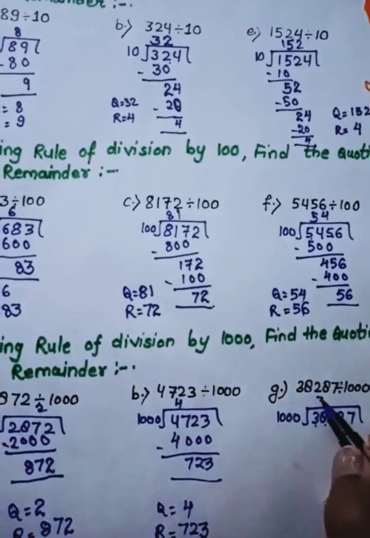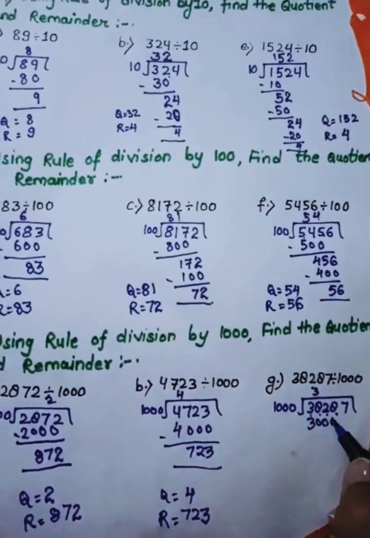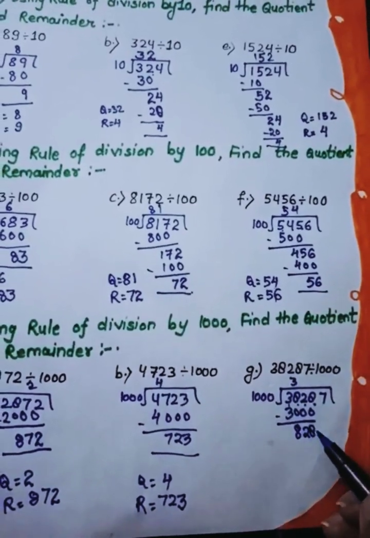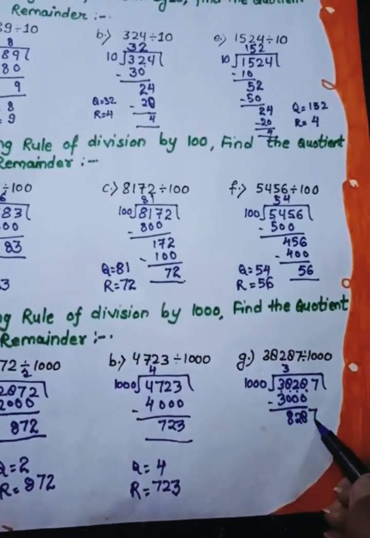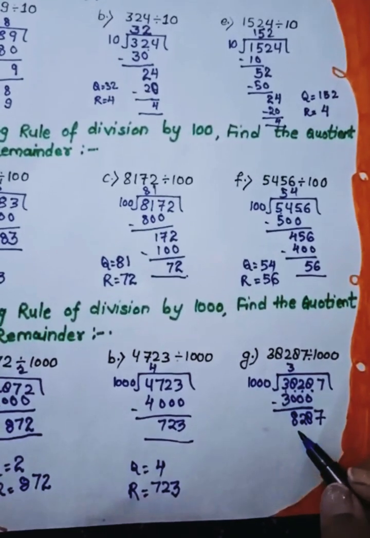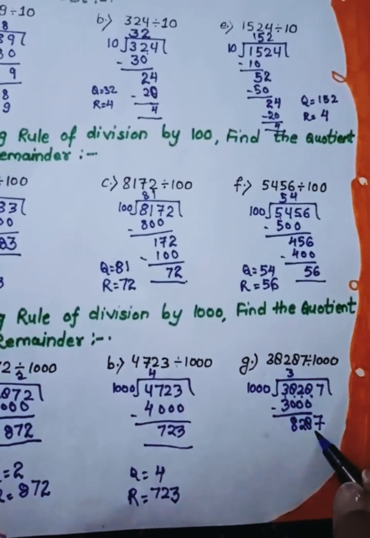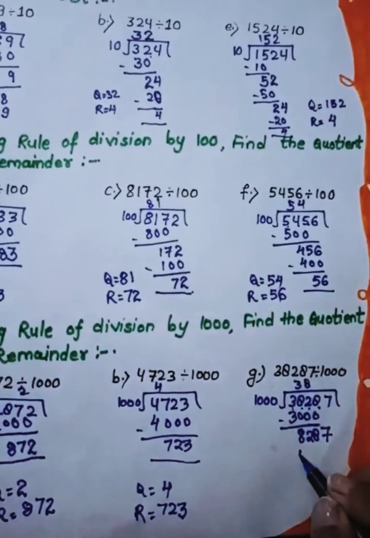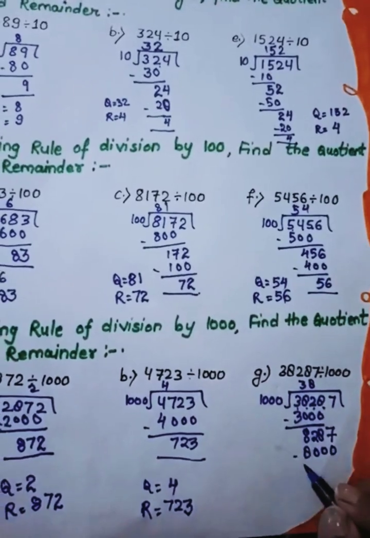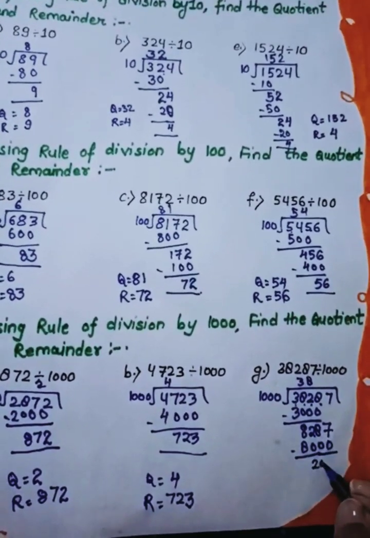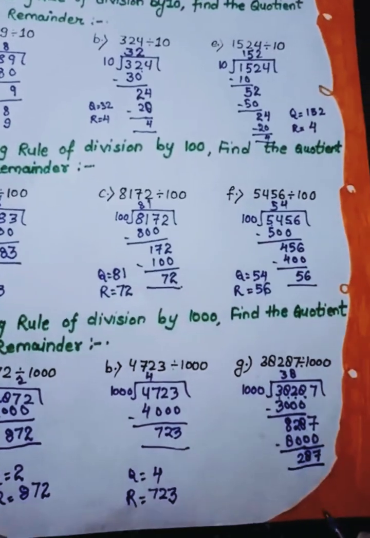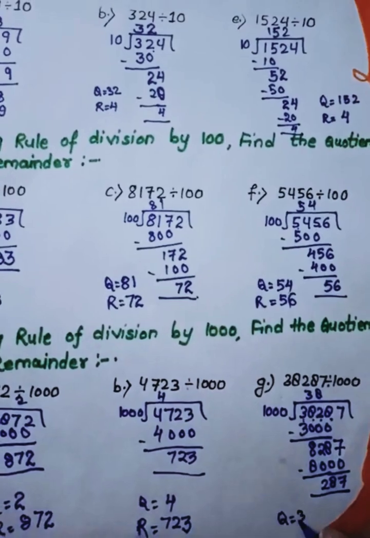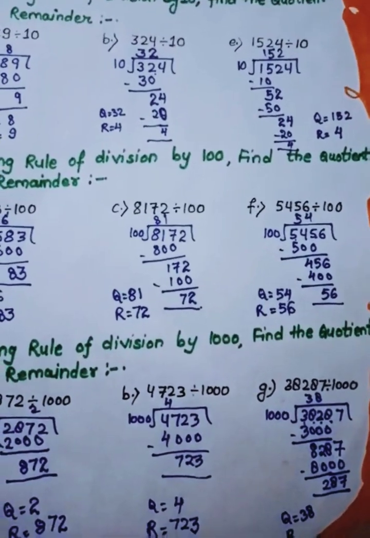So 1000 3s are 3000. Now let us subtract it. So 827 we'll get after subtracting it, and this 8 we will write down here. Now we have 8287 and we have to divide it by 1000. So 1000 8s are 8000. Subtract it and 287 is the remainder. And 38 is the quotient. So Q is equal to 38 and R is 287.